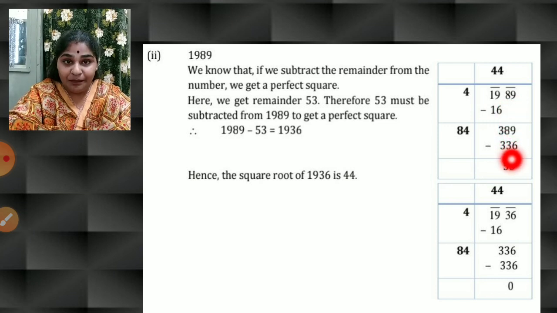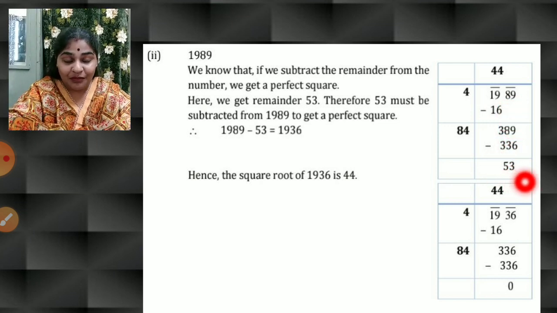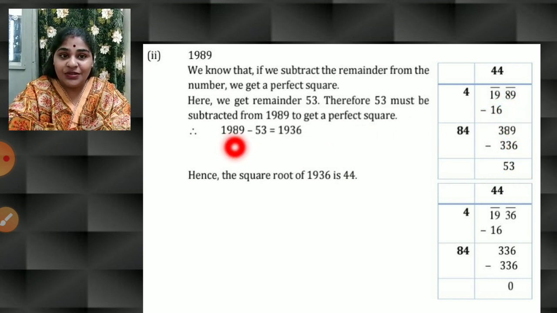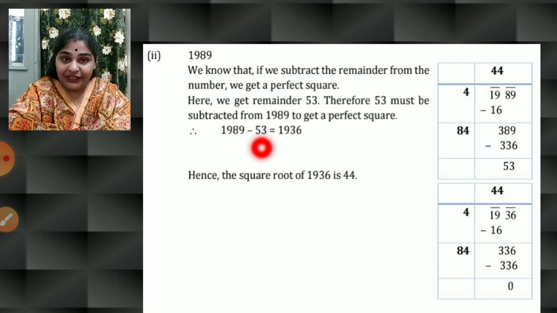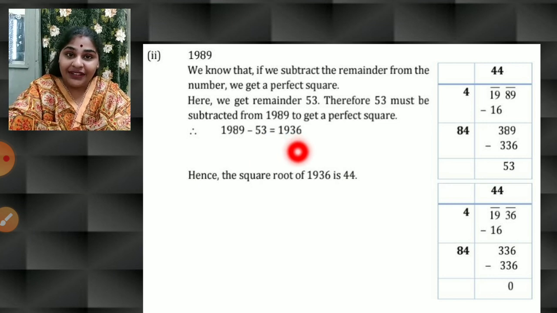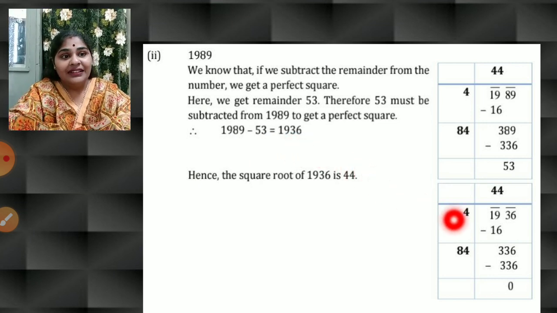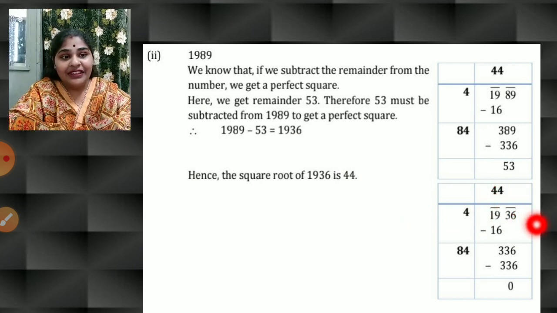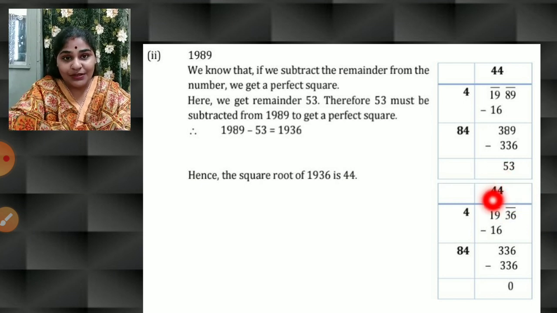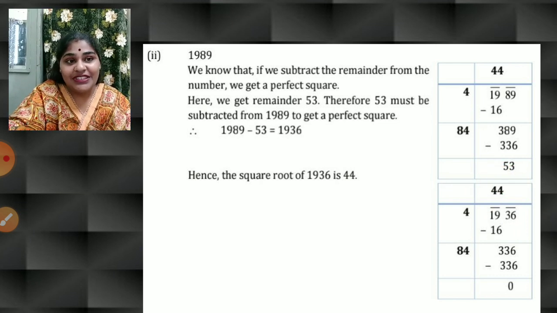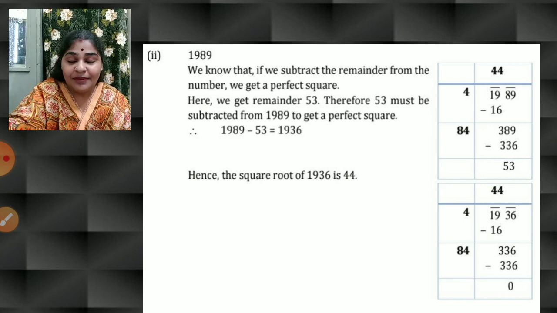So to make it a perfect square, what we are going to do is subtract 53 from the given number. So here again, 1989 minus 53, we will get 1936. Now let us find the square root of this number, that is 1936. Again using the same division method, we get remainder 0. So hence the answer, the square root of 1936 is 44. So this is how you are going to solve. These are the very easy steps.